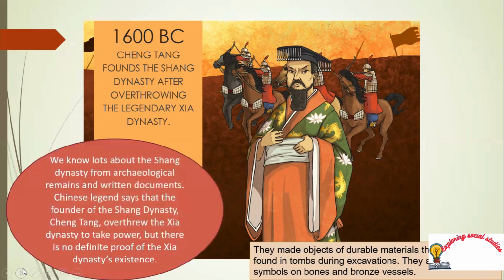We know lots about the Shang dynasty from archaeological remains and written documents. Chinese legend says that the founder of the Shang dynasty, Shang Tang, overthrew the Xia dynasty to take power. But there is no definite proof of the Xia dynasty's existence. They made objects of durable materials that have been found in tombs during excavations. They also wrought symbols on bones and bronze vessels.